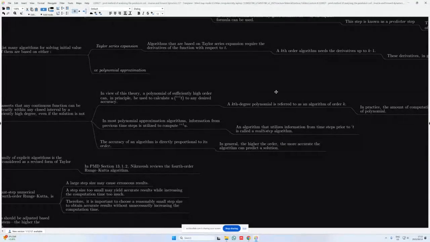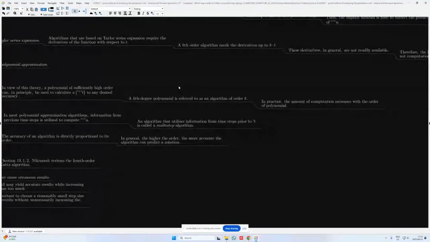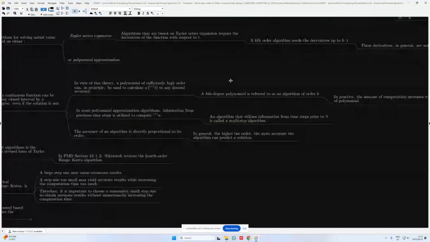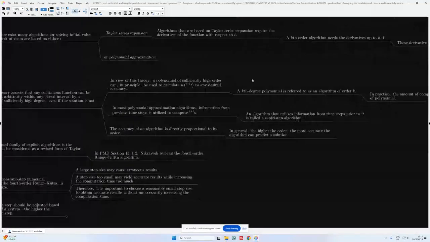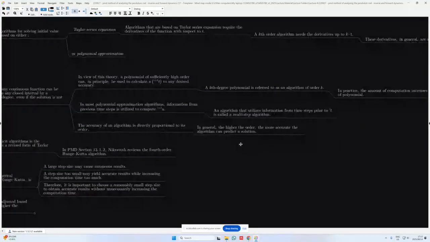A kth degree polynomial is then referred to as an algorithm of order k, and in practice, the amount of computation increases with the order of the polynomial. In most polynomial approximation algorithms, information from previous time steps is utilized to compute ui plus 1, and an algorithm that utilizes information from time steps prior to ti is called a multi-step algorithm. The accuracy of an algorithm is directly proportional to its order, so in general, the higher the order, the more accurate the algorithm can predict the solution, of course at the cost of computation time.